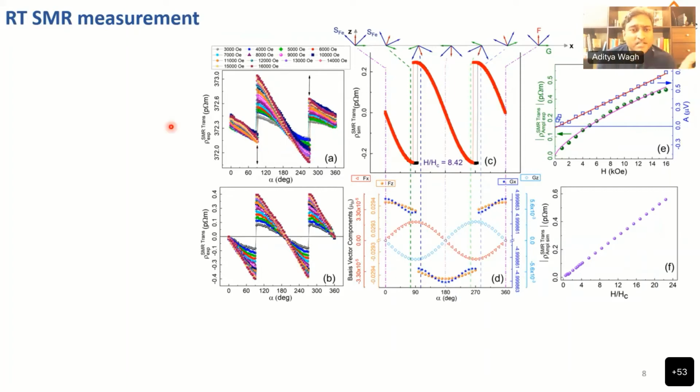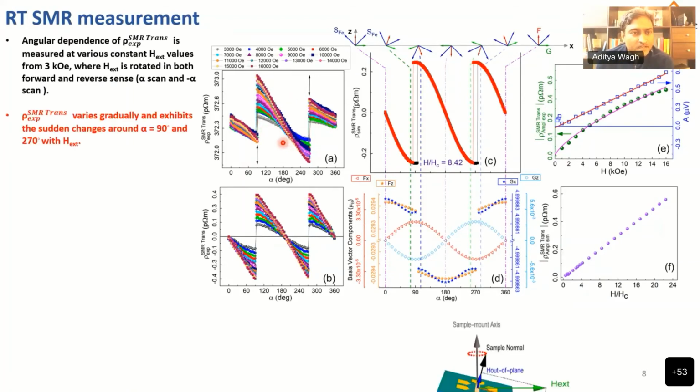But here, the first observation is that the raw data doesn't have 180-degree periodicity, and there is some asymmetry, marked by these arrows. There is a very sharp change happening in the SMR, which may be indicative of some anisotropy, a competition between Zeeman energy and anisotropy. So what we do here is correct this data.